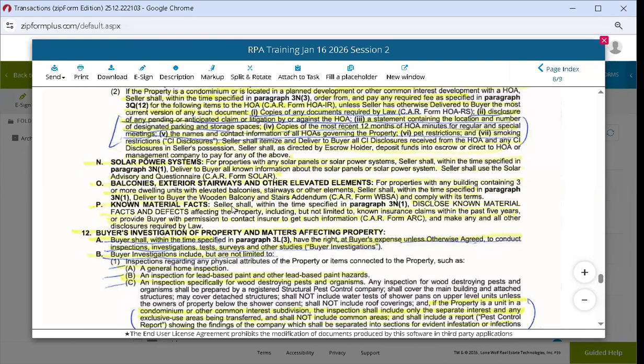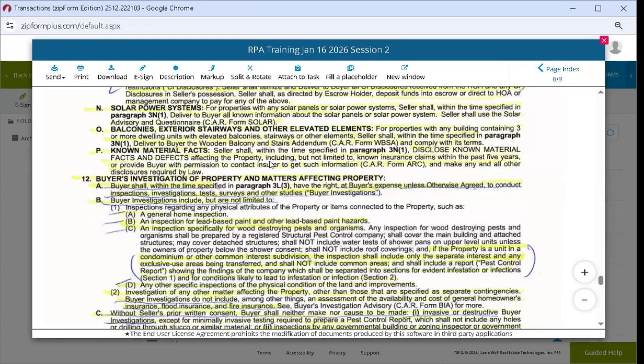So the seller shall let the buyer know and disclose any known or material facts affecting the property. What they're saying here is in the time specified in the contingency period. But as we said, if you find out something after that, you still need to be disclosing it and amending the appropriate document to disclose.